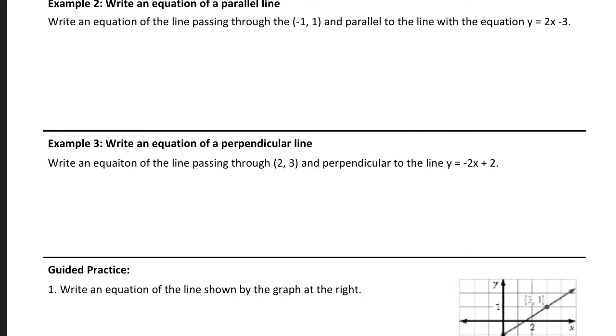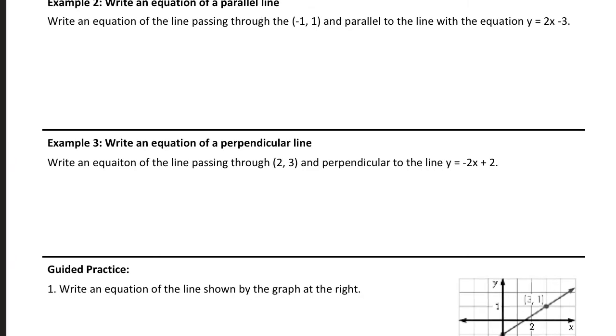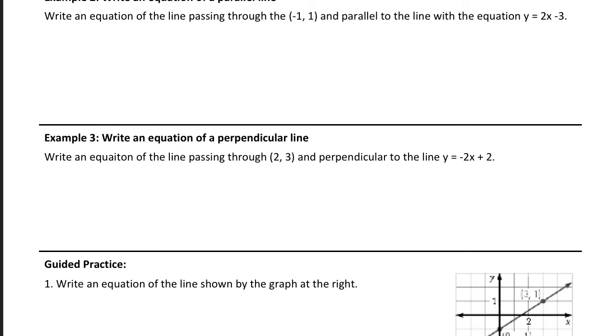So moving to example 2, writing an equation of a parallel line. This is remembering what parallel slope means. So for this example, it says write an equation of the line passing through the point -1, +1, and parallel to the line with this equation. So when we talk about parallel lines, all we are concerned with is the slope. So this line that we're given, the only thing we're concerned with is the number 2. We are not concerned with the y-intercept of that line. All we care about is that the slope of our line needs to be parallel to the slope of this given line, which means that our slope should be 2.